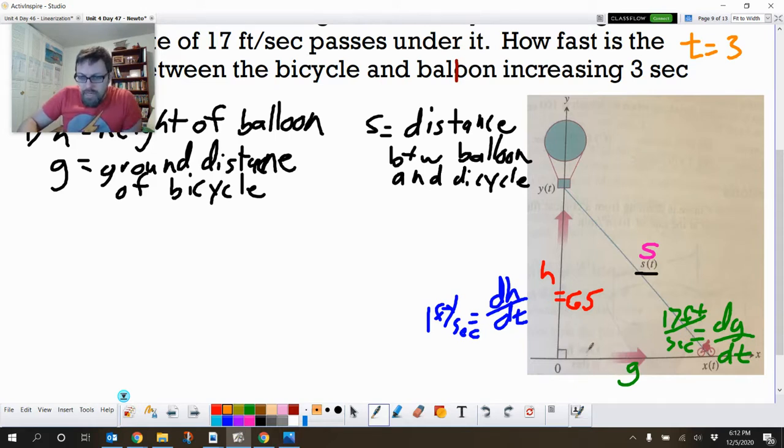So if the bicycle has been moving for 3 seconds and it's moving at 17 feet per second, we know this is going to be 3 times that 17, which is 51. Oh, 51. You can't even read that. 51 feet. That's how big that is. Ooh, and the balloon is moving too. It's gone up 3 feet because it's only moving 1 foot per second. So our height is actually 68, not 65. Oh, how sneaky.